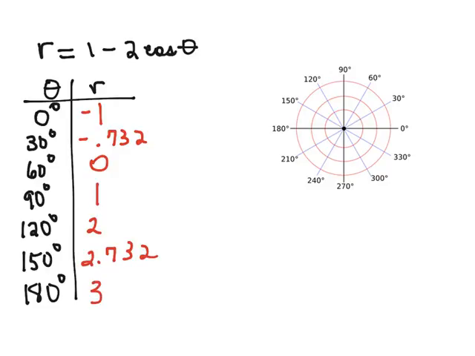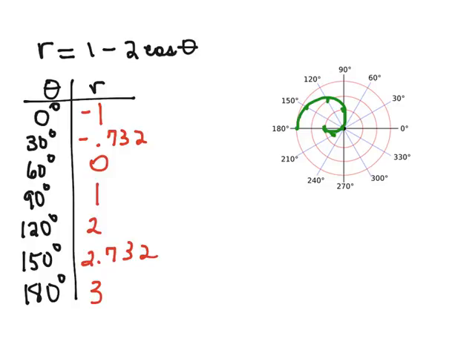So now we want to take these polar coordinates and plot them on our polar graph paper. When we plot those points, we get something that looks like this. And now we want to connect them in the order that we did them. And that's going to give us a graph that looks something like this.